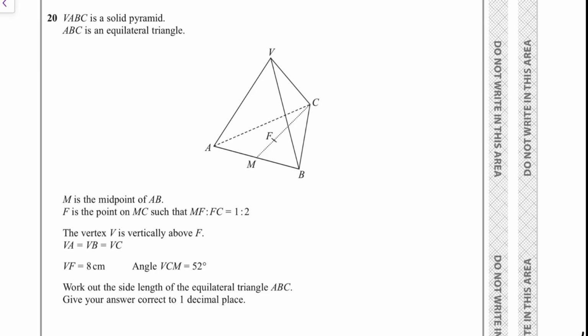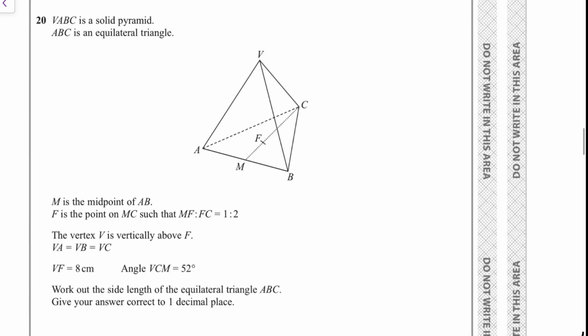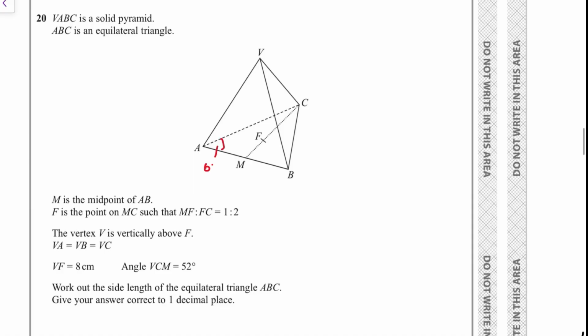Okay, so this next question, we're back to some actual maths now. I don't really like the whole solutions proving writing business, so it feels a bit better. What do we have? VABC is a solid pyramid, ABC is an equilateral triangle, so that's the floor, which also means I know the angles, so I know that these are all 60 degrees, which probably feels like that's going to matter. M is the midpoint of AB, okay. F is the point on FC, right, so this is a third and this is 2/3.